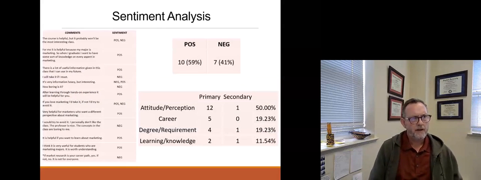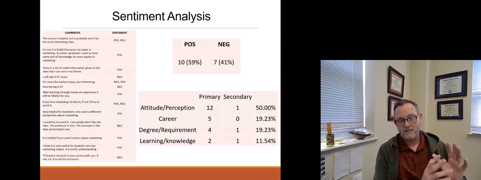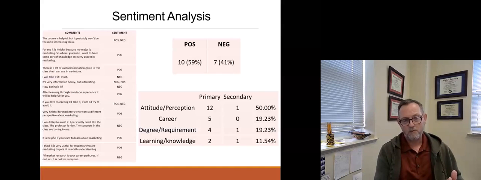Quick little example. I pulled some qualitative data from comments about a class, and I coded the sentiment, either positive or negative. This was not with AI, just a small sample to give you a real brief glimpse of what this might look like. Once the data is coded, so this course is helpful, but probably wouldn't be the most interesting class. That's a positive and negative.